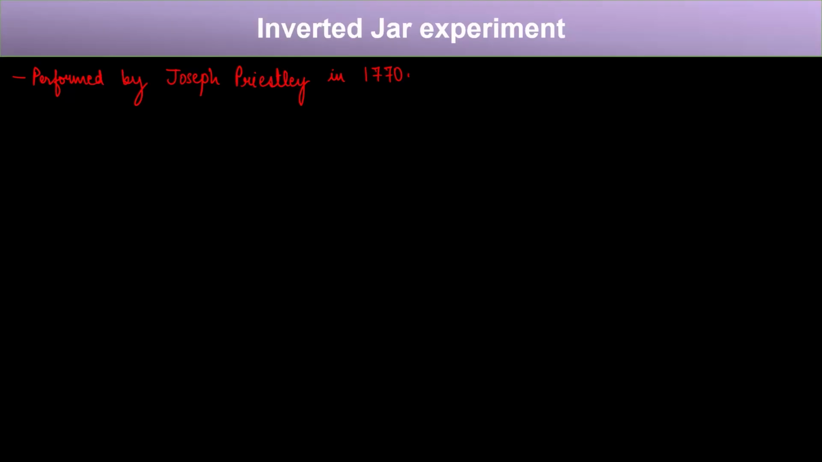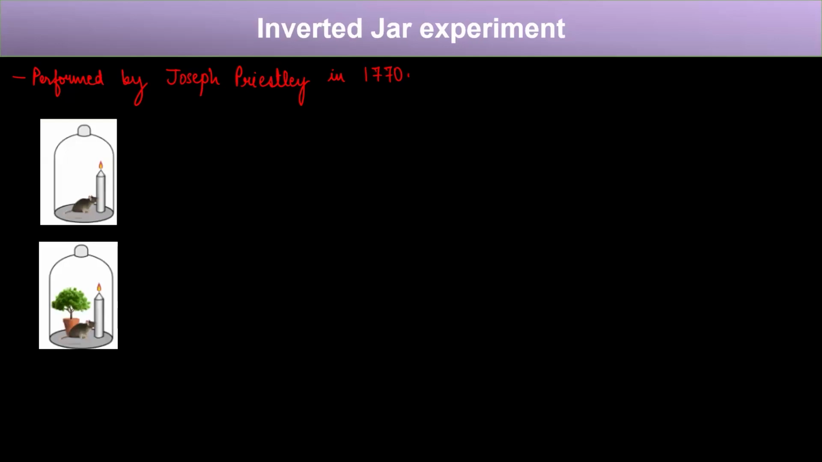Okay, so Joseph Priestley performed the inverted jar experiment, in which he took two airtight jars. This is the airtight jar. By airtight, I mean that no air will be allowed to go inside or outside. The air that is already present inside will stay inside and won't escape. And vice versa, the air from outside will not be able to go inside. Now, he performed two sets of experiments.